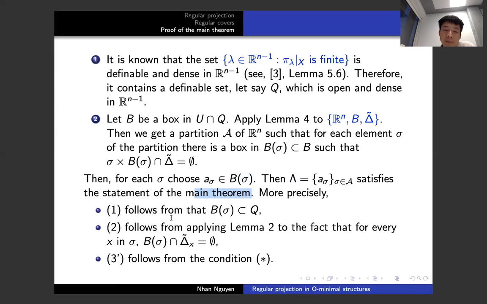More precisely, condition 1 follows from B containing Q, the set of all vectors in R^n such that the projection along this vector restricted to X is finite. And condition 2 follows from this condition and applying Lemma 2. And the third condition follows from condition star from Nguyen's theorem, saying that the angle between a regular good direction and the tangent space is bounded away from 0. So then we finish the proof of the main theorem.